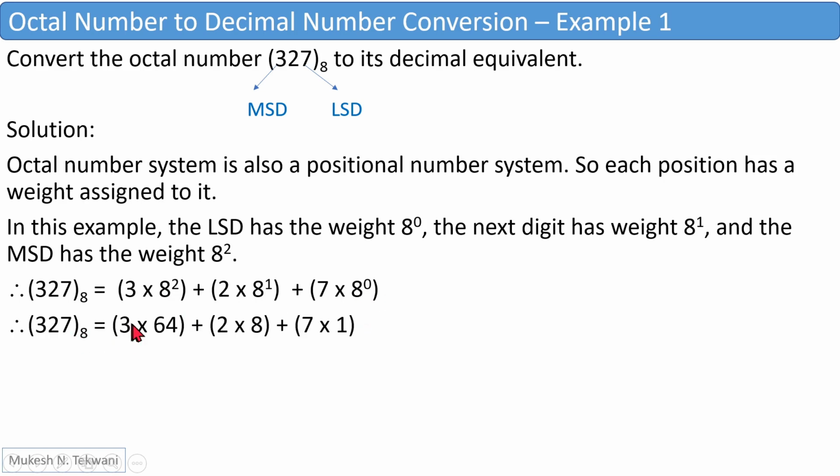This can be written as 3 into 64 plus 2 into 8 plus 7 into 8 raised to 0, which we know is 1, and this is equal to the value 215. This 215 is of course the value in the decimal system.